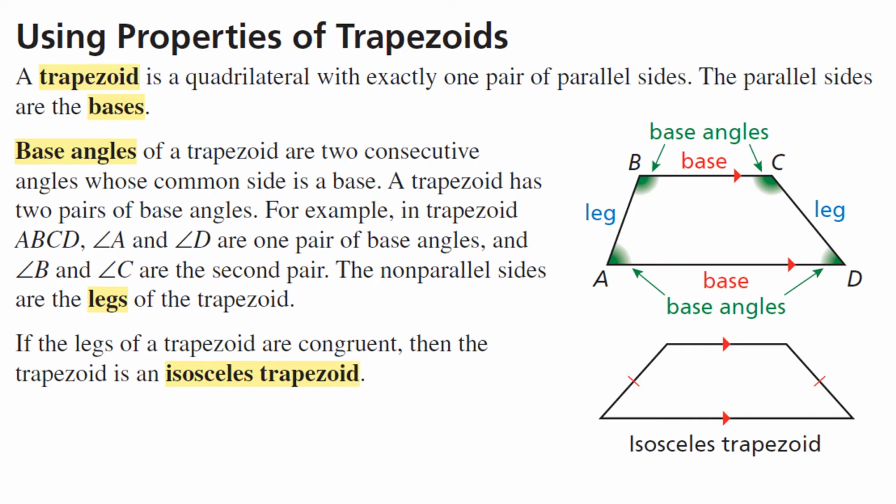Now, notice it has to be the two legs that are congruent to be isosceles. Sometimes you'll see one leg is congruent to the shorter base. That does not make it isosceles, right? To be isosceles, we're very specific. It's the two legs that have to be congruent.